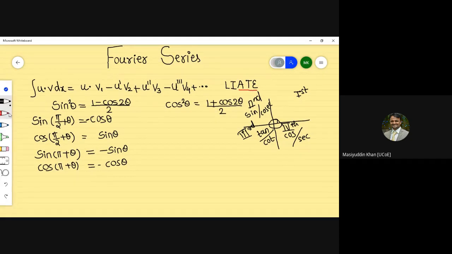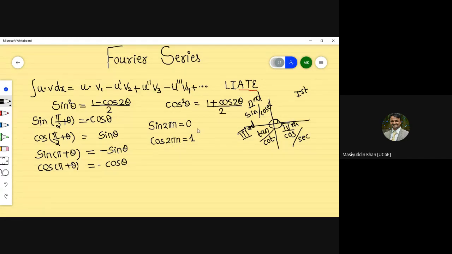The next thing we have to see here: sine of 2 pi n is equal to 0. Cos of 2 pi n is equal to 1. So you should remember these things.